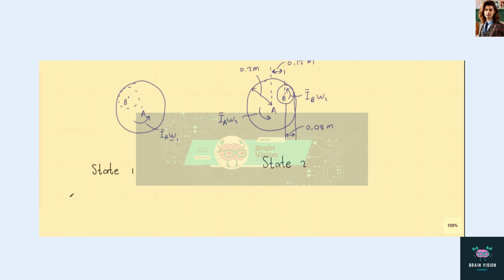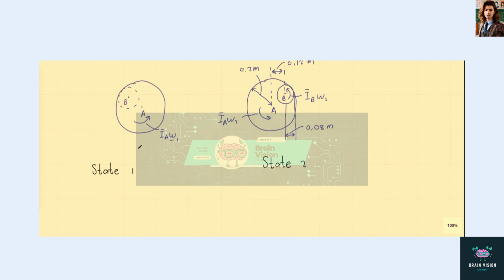For this problem, we have two states. State 1 is when disk B is at rest, and state 2 is when disk B moves with platform A. So disk B is now added to the platform and moves along with it.